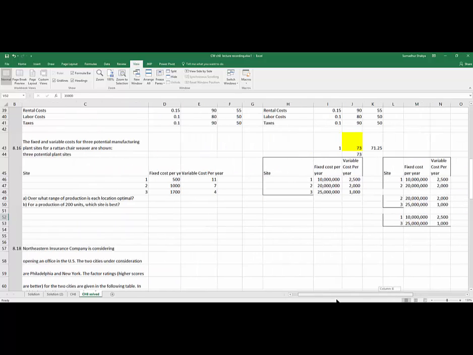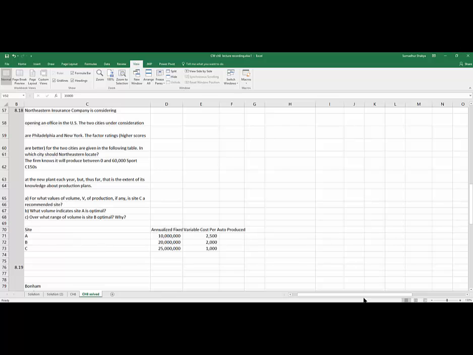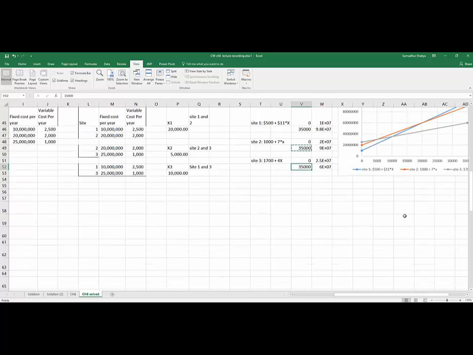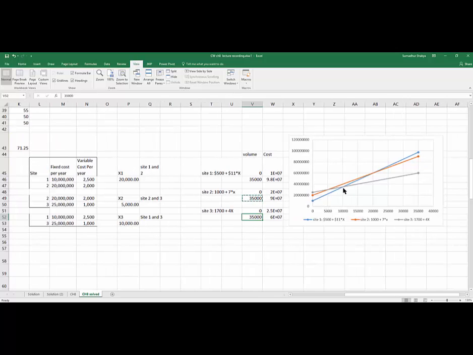Now in this case, instead of site 1, it was called site A. Yeah. So site A is better up until the volume of 10,000. Okay. After that, site 3 is better, which would have been site C. Yeah. The second one, the orange one, is never the lowest cost solution.